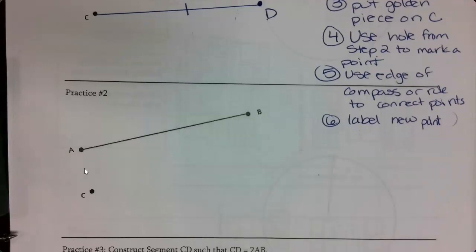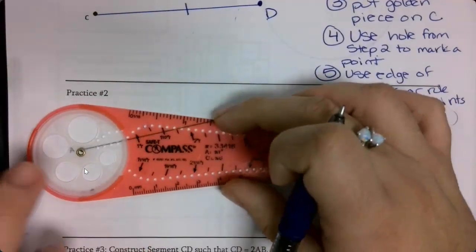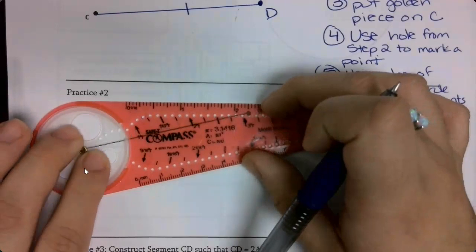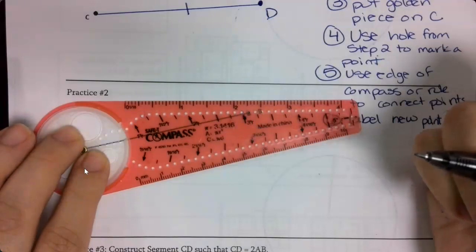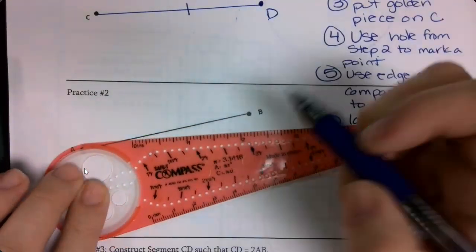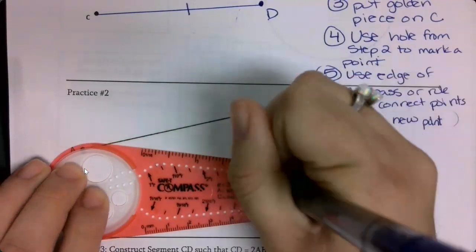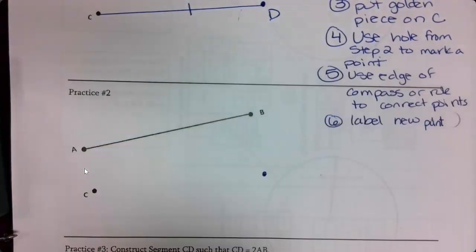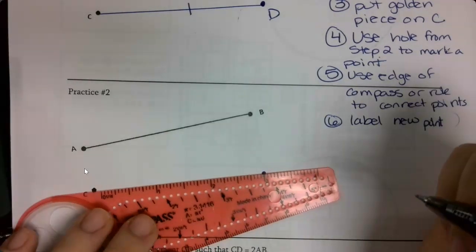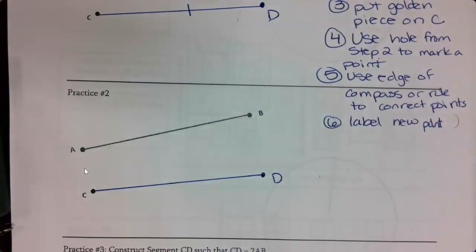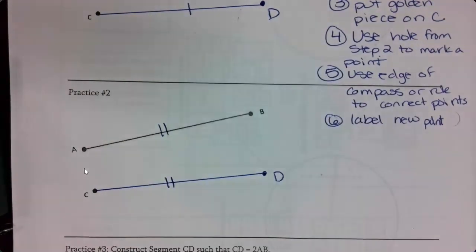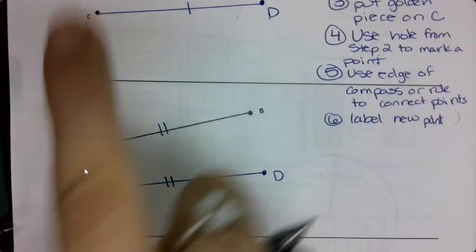Okay, so I'm going to do the same thing for number 2. I'm going to line my golden part up with A. I'm going to find the one that matches to B. So it's this one for me. Then I'm going to line my golden part up with C, and I'm going to draw a dot. I'm going to make it bigger when I remove my compass. I'm going to connect the 2 points. I'm going to label this one D. And then I'm going to use 2 lines to mark these 2 the same, because these 2 are the same as each other, but not the same as the last one I did.